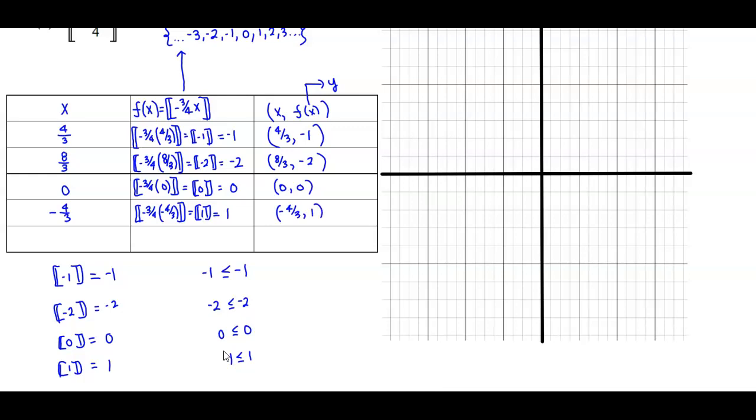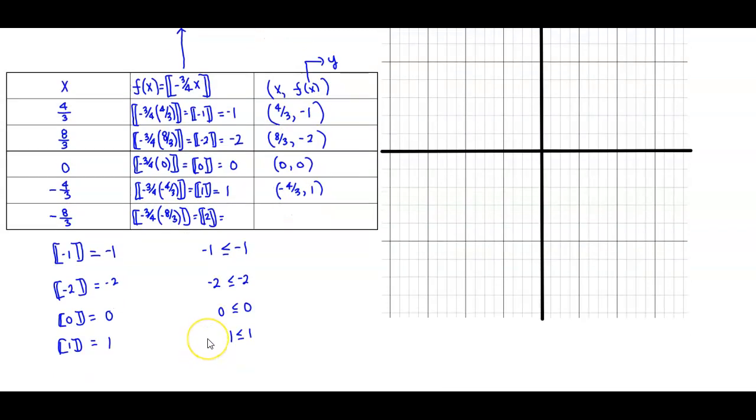Then the last one, we're going to go negative 8/3. So that's going to give us negative 3/4 times negative 8/3, and that gives us positive 2. So what do you think that's going to look like? We can see that the greatest integer less than or equal to 2 is 2. And so therefore we have negative 8/3 and then 2.